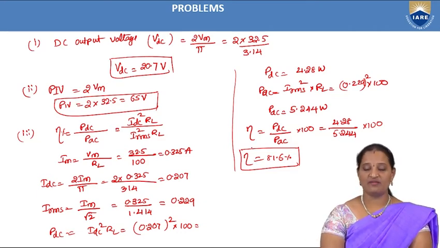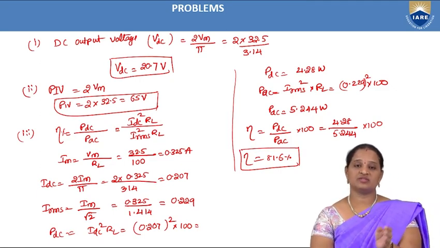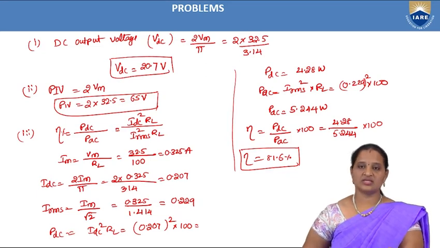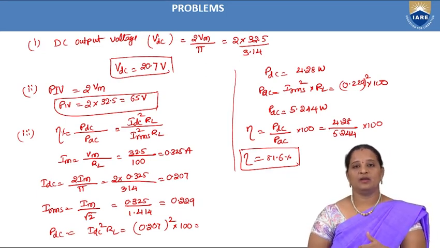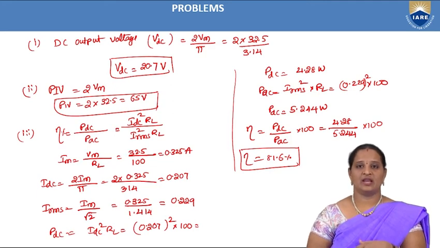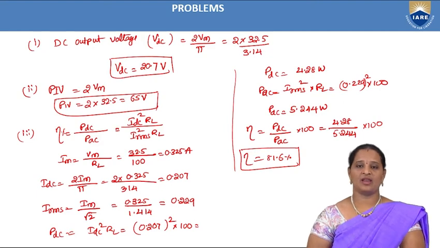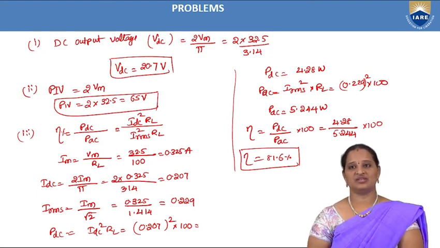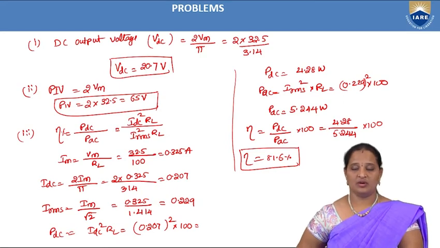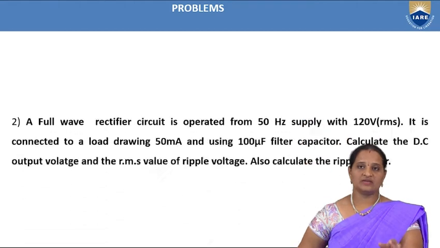So whenever you calculate any values related to a full wave rectifier, these must match with the theoretical values of the full wave rectifier. So this is how we can calculate the DC output voltage, next IDC, IRMS, and from that we can calculate the efficiency, which is given by the ratio of DC power to the AC input power. So that is the first problem.